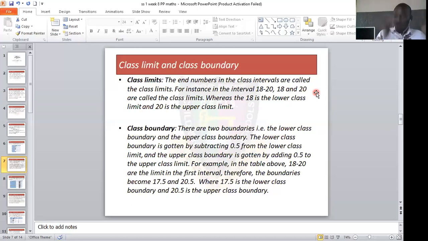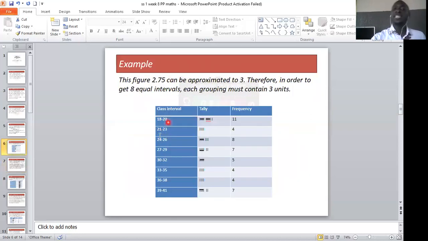The second interval says 21 to 23, where 21 is the lower class limit. That is the limit. You don't count 20 into it. 21 is the lowest limit, and the highest number you're looking at in that group is 23. So from here, you have your lower class limit to be 18 and higher class limit to be 20. Here, lower class limit is 21 and higher class limit is 23. So that's it about class limits.